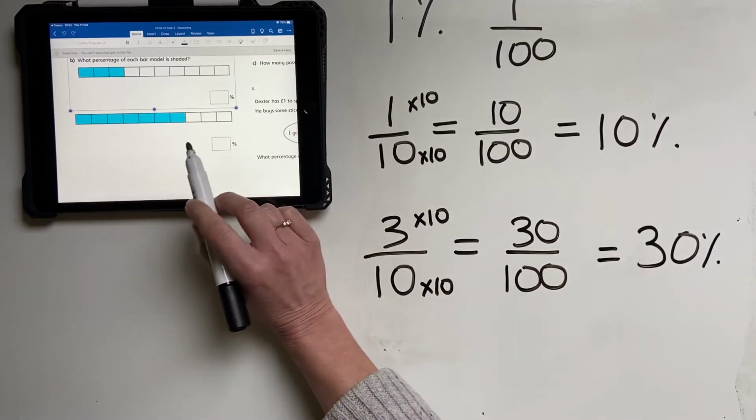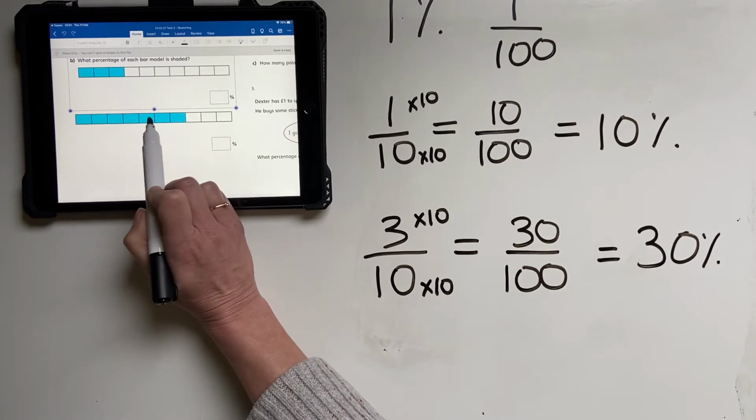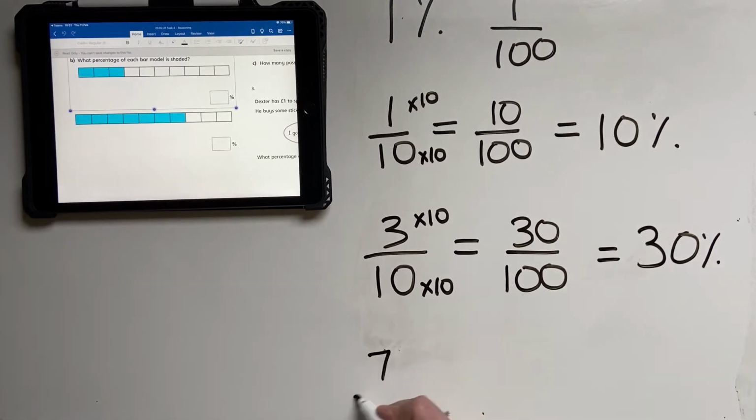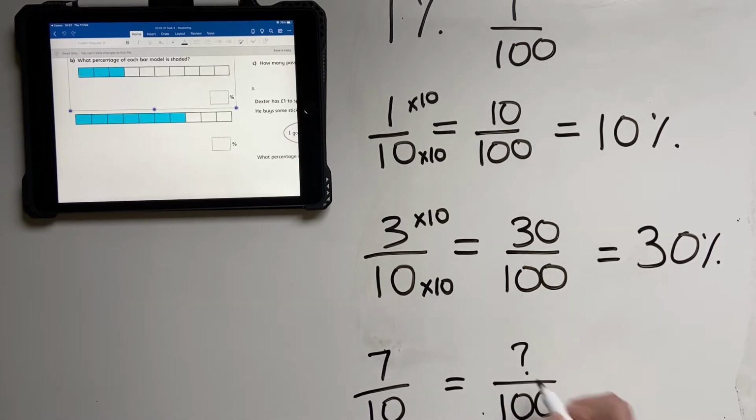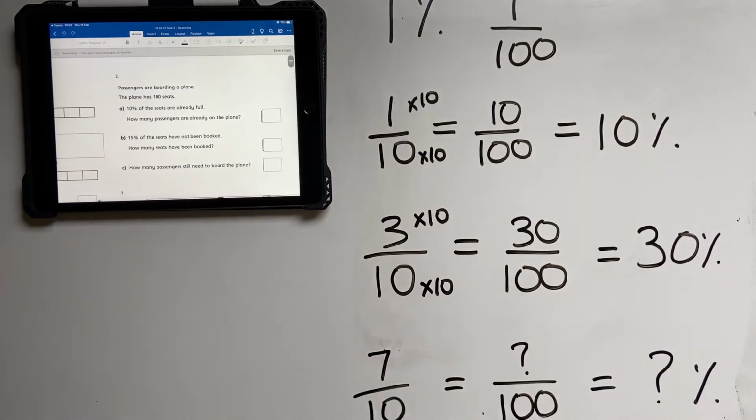This one here, how many is shaded here? 1, 2, 3, 4, 5, 6, 7. 7 out of 10. So 7/10 is shaded. What is 7/10? What's the equivalent fraction in hundredths? You tell me. And then what is the percentage? Okay. Question 2.